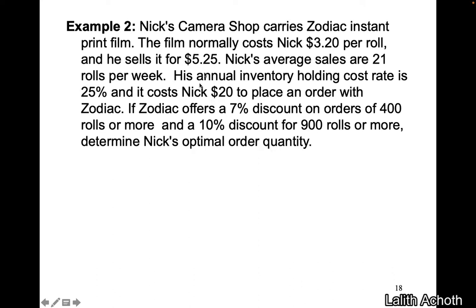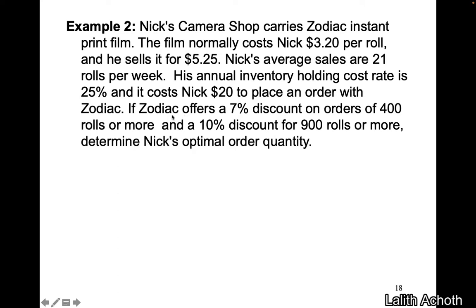So how will you handle this? You'll take 25% of 3.2, that is one fourth, that is 80 cents. So S will be 20, H will be 80 cents, and the demand, Nick's average sales, is 21 rolls per week. So you calculate this: demand per week is 21 rolls. So it will be the square root of 2 into 21 into 20 divided by 0.8. So you'll get the EOQ.